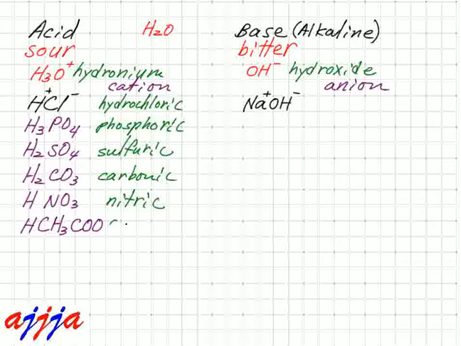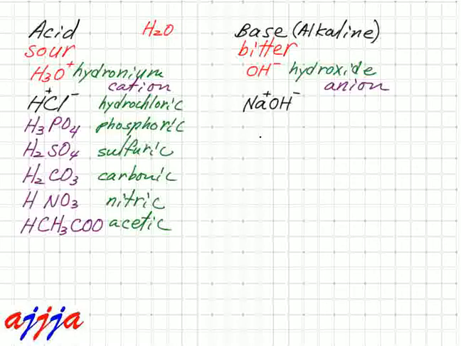Nitric acid. How about this one? Acetic acid. You know what this one is? That's right. We eat this one every day in the kitchen. Okay, you need some food sour taste, then you use this one, acetic acid. That's what we call vinegar. Alright, that's the same thing right there.